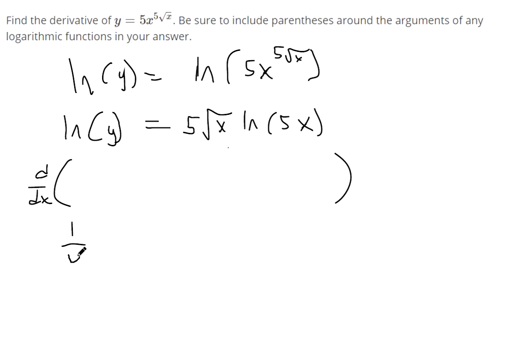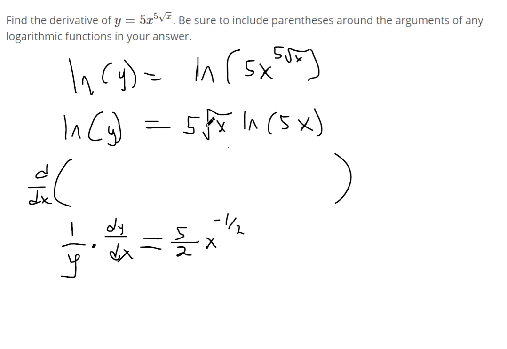It's 1 over y. That's the derivative of the outermost function, the derivative of the natural log. And then times the derivative of the innermost function. It's dy dx, which is the thing we're trying to solve for. And over here, if we take the derivative with respect to x, this one needs the product rule because it's 2 different functions of x being multiplied. So it's the derivative of the first function.